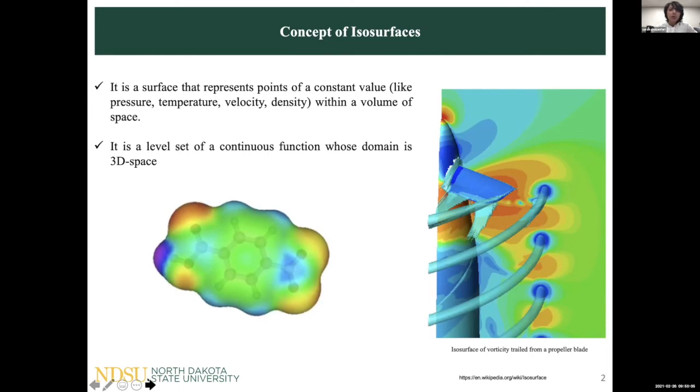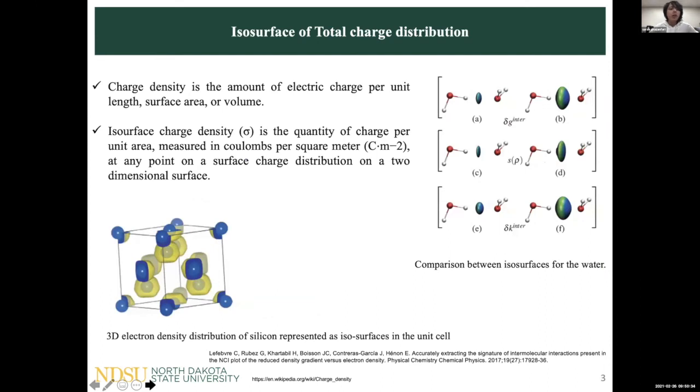Actually, the isosurface represents points of constant value, like velocity, density, temperature, pressure, within a volume of space, and it's a level set of a continuous function whose domain is a 3D space. As you can see in the 2 pictures below, the isosurface of vorticity trails from a blade, and then we have the next one, which is the isosurface of total charge distribution.